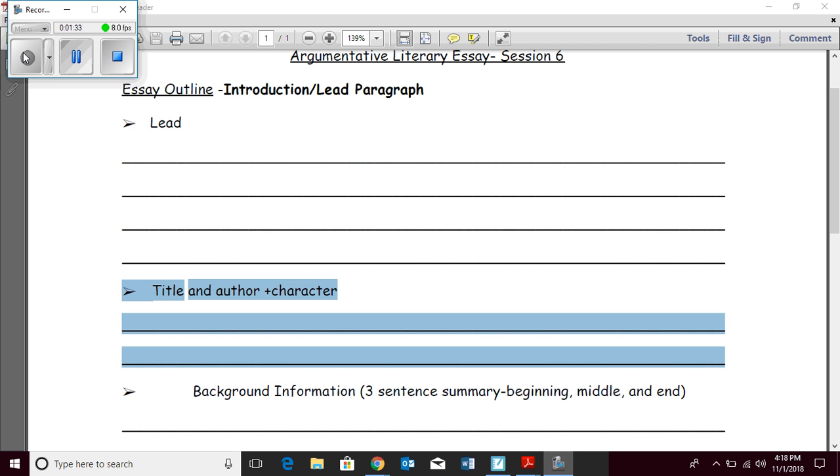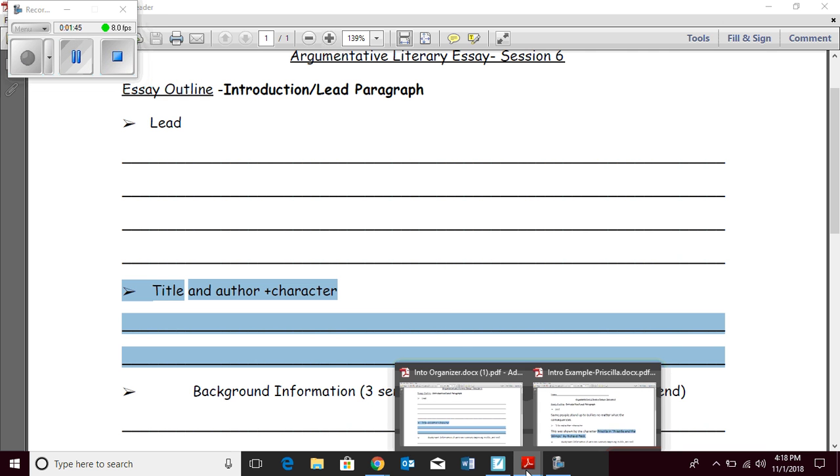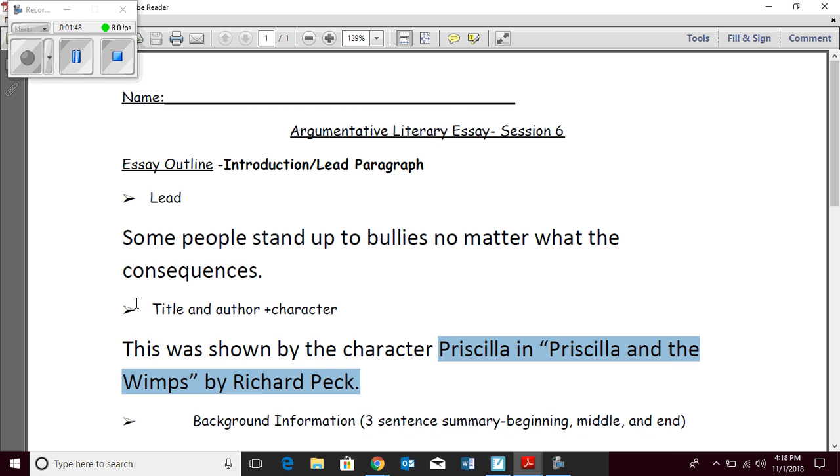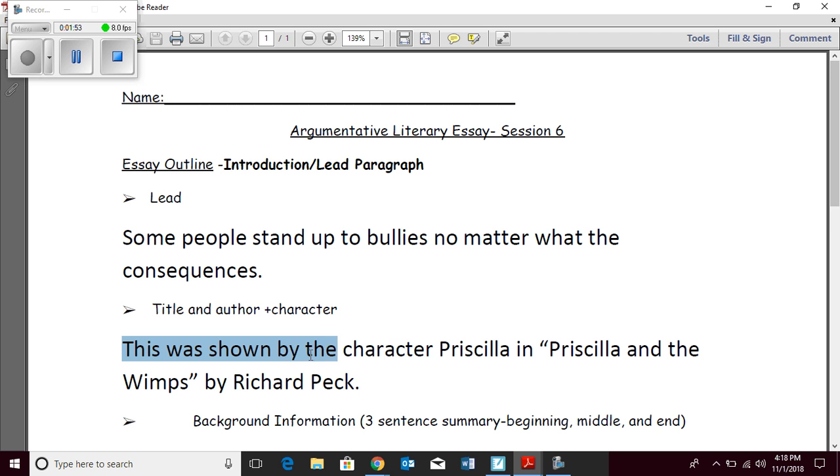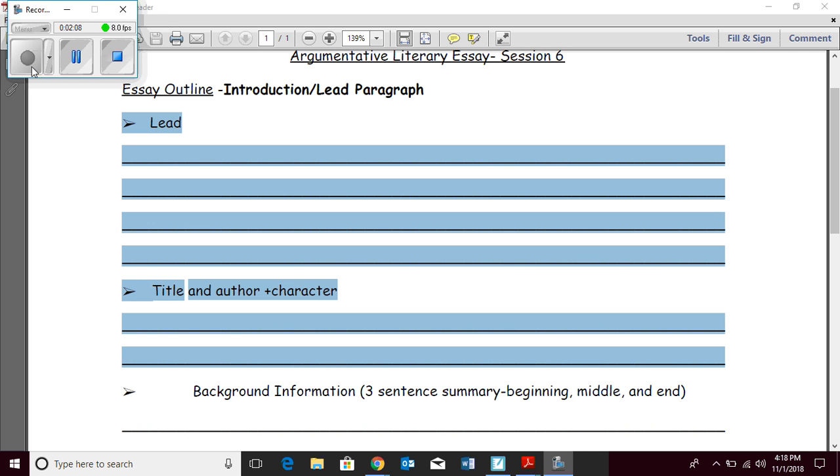So going back to your organizer, you should have this section filled out. You should have your title, author, and character. The very first part of your sentence should be similar to what is on the other organizer. So on your organizer, you should have written down, "This was shown by the character." Then your character in "Thank You, Mr. Folker" by Patricia Polacco. I'm going to go ahead and pause the video to make sure that you have your lead filled out, your title and author and character portion.